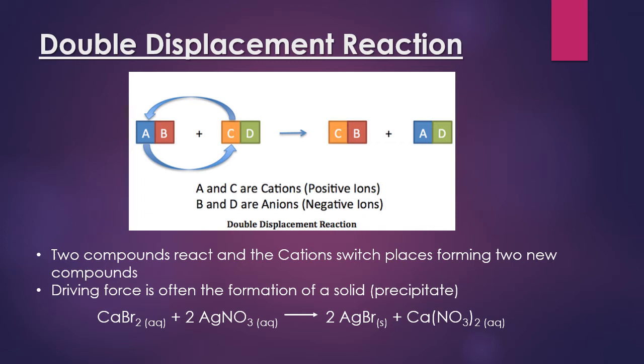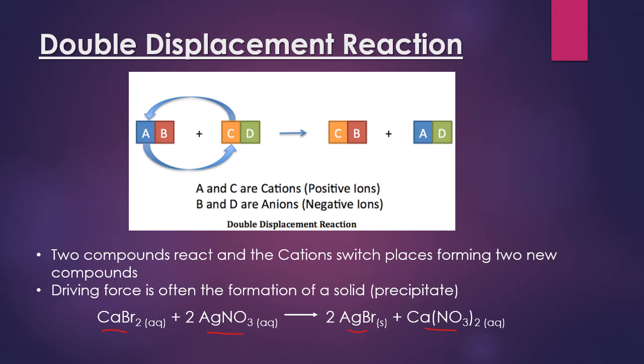Double displacement reaction. So what do we have here? In this case, it's very similar to single displacement because we're switching places. But in this type of reaction, instead of having an element or a metal alone by itself, we have two compounds reacting with each other. Okay, so there's no one by themselves. So we have two compounds on the reactant side, and we have two compounds on the product side. So that's how you can identify it as double replacement. Two compounds switching partners forming two new compounds.